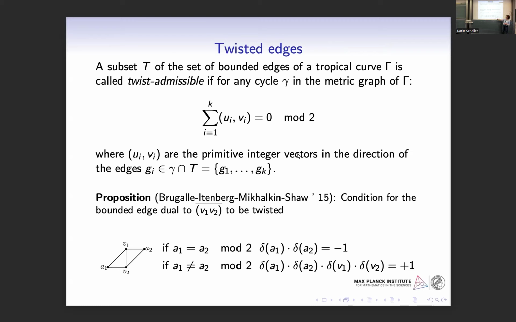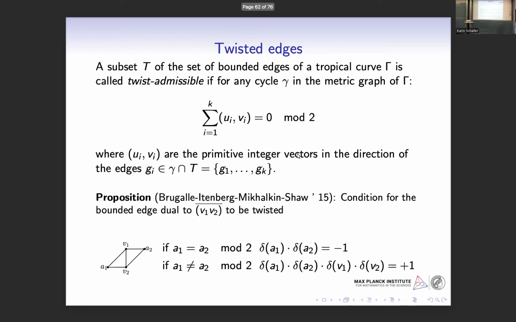And if the coordinates are not the same modulo 2, then I need to look at the product of all these 4 vertices, and if it's 1, then the edge is twisted. So these are conditions, again, sign conditions on the real tropical curve to determine which edges are twisted. And this is something that we can easily implement in software to do these checks for us, to tell which edges are twisted.